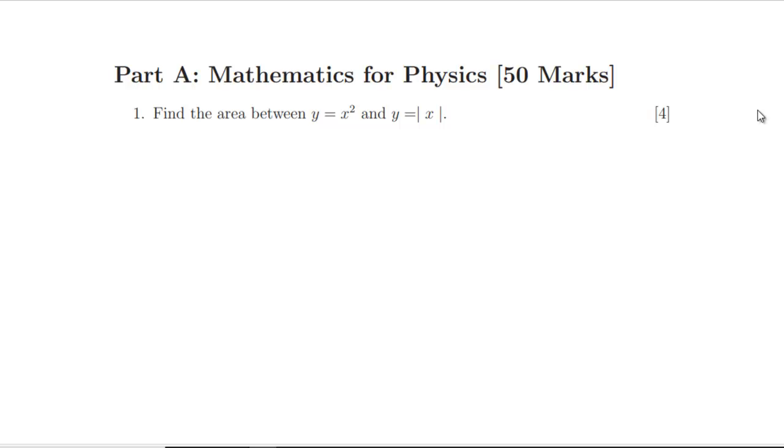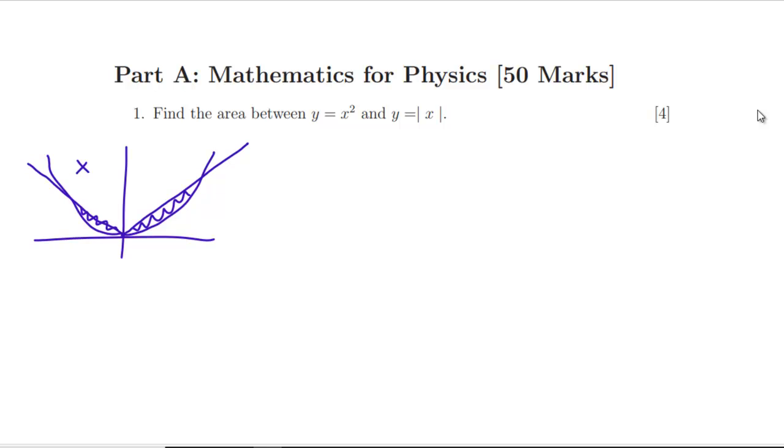Find the area between these two curves. A quick sketch of this is going to help us visualize what's going on. We've got y equals x squared, and then we've got y is mod x, so that's unchanged for positive x, and then we're just making it positive for the negative bit of x, so we're reflecting it in the y-axis there. And we've got to find this area between the two of them. So when do these intersect? We're symmetrical on either side, so we can ignore the negative side.